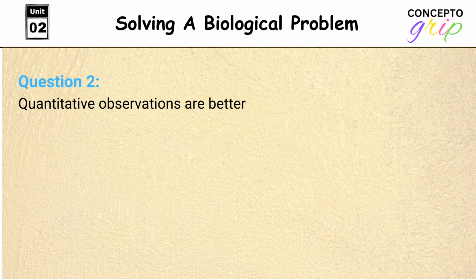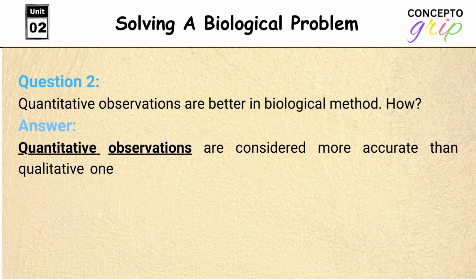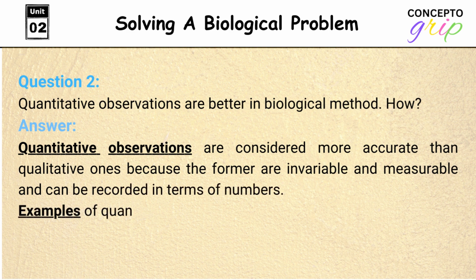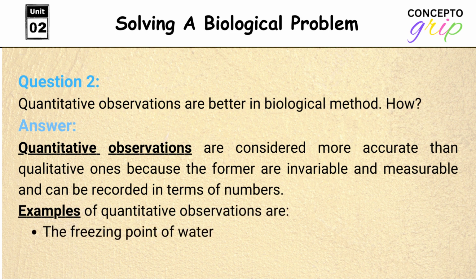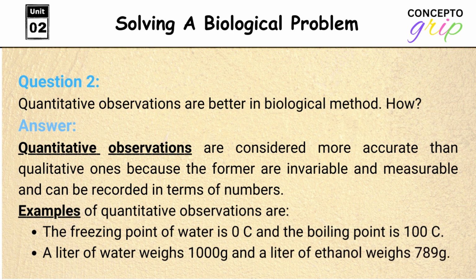Question number 2. Quantitative observations are better in biological method. How? Answer. Quantitative observations are considered more accurate than qualitative ones because the former are invariable and measurable and can be recorded in terms of numbers. Examples of quantitative observations are: Number 1. The freezing point of water is 0 degree centigrade and the boiling point is 100 degree centigrade. Number 2. A liter of water weighs 1000 grams and a liter of ethanol weighs 789 grams.